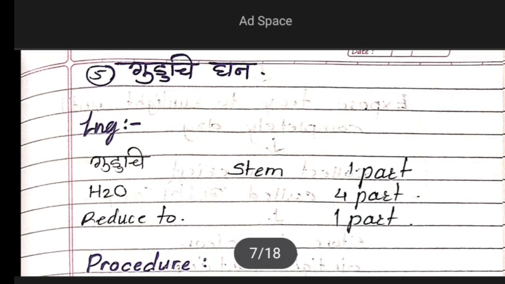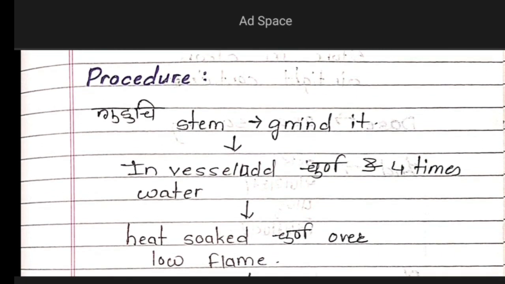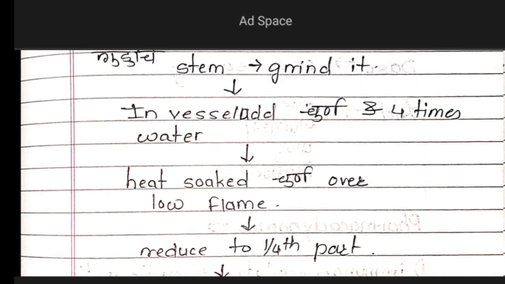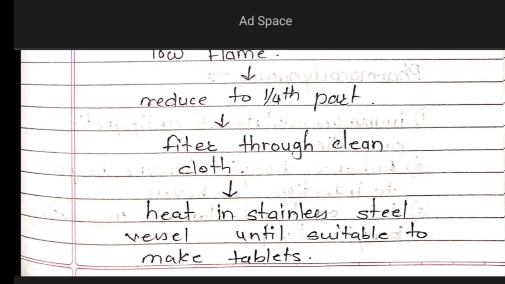Next, Gana. Guduchi Gana. Ingredients: Guduchi stem 1 part, water 4 parts, reduced to 1 part. Procedure: take Guduchi stem, grind it in a vessel, add churna and 4 times of water. Then heat the soaked churna over a low flame, reduce to 1/4 part. Then filter through a clean cloth.